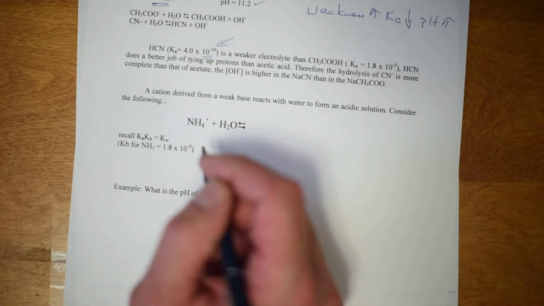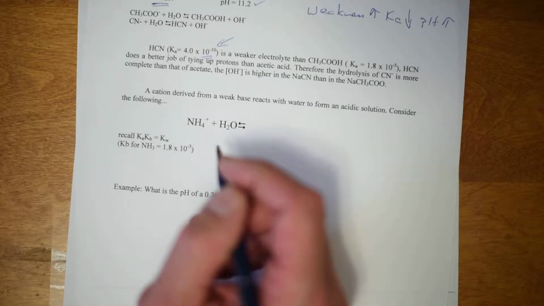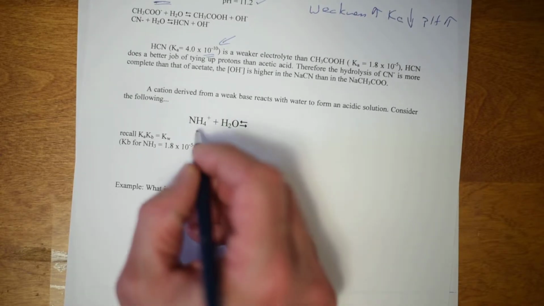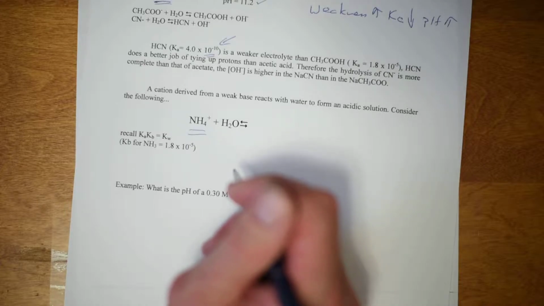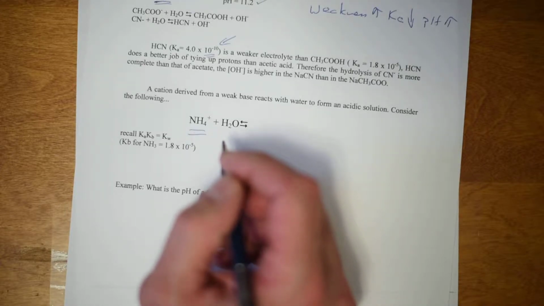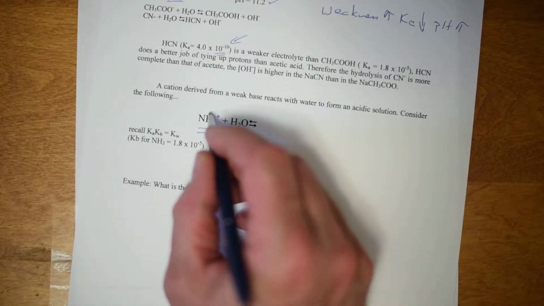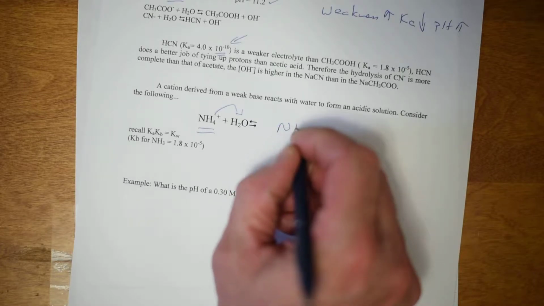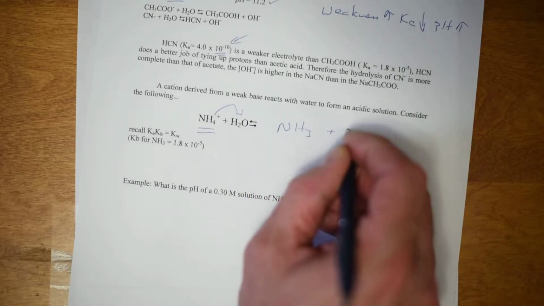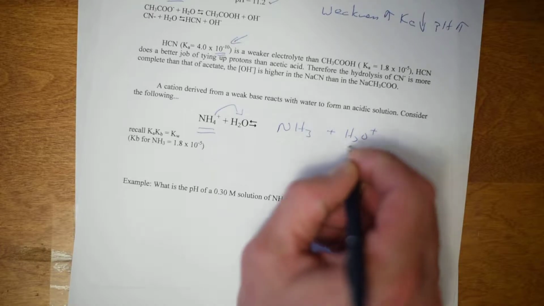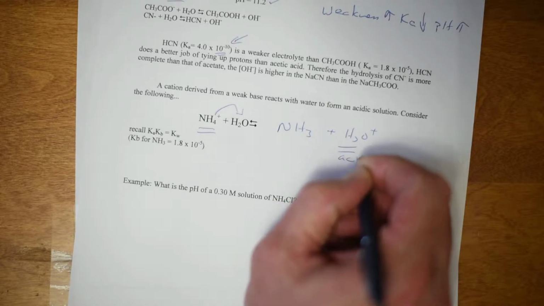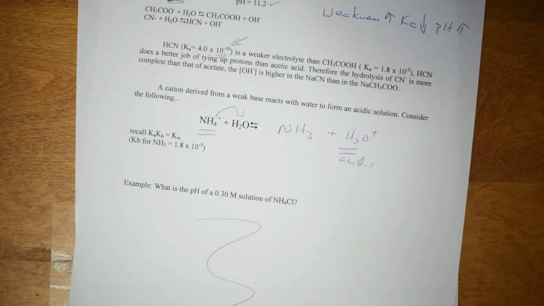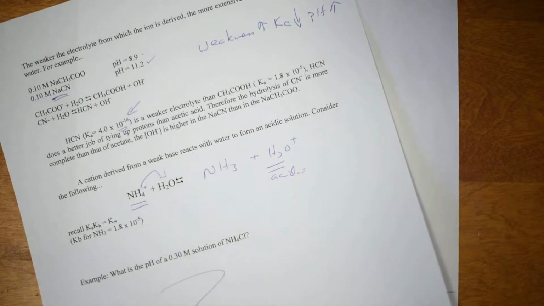We can do the same thing with ions that are derived from weak bases, and they're going to do the same thing. So in this case, it's going to donate a proton to water, and so we're going to get NH3 plus H3O plus, and you can see now we're going to be acidic. I'm not going to do the calculation on page 225. It's no longer necessary. I'll take that out of next year's notes.